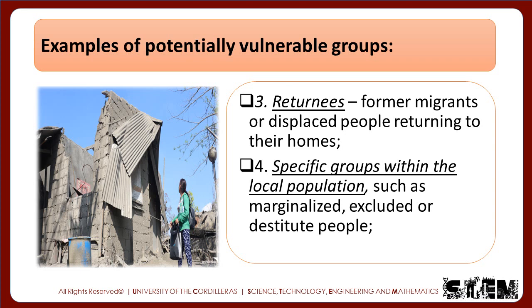And also for number four, specific groups within the local population, such as marginalized, excluded, or destitute people. These are the people who are living in far-flung places, and help coming from the government is not being received by the population. There are no doctors, their place is too far, no doctors, no teachers, they are isolated and they are prone, they are vulnerable. Right.